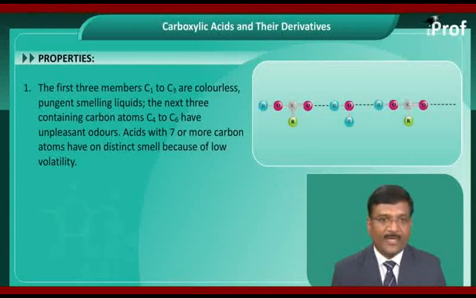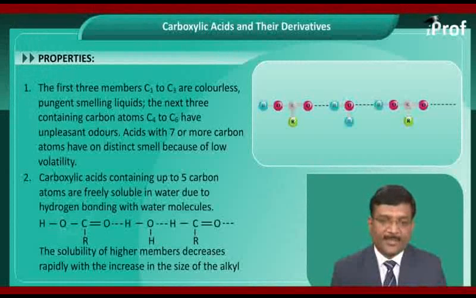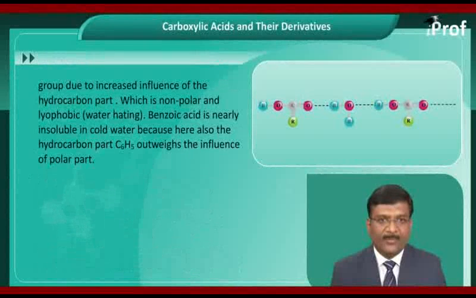because of low volatility. Now, the next property of carboxylic acid is that the compounds containing up to 5 carbon atoms are freely soluble in water due to the hydrogen bonding with water molecules. The solubility of higher members decreases rapidly with the increase in size of the alkyl group due to increased influence of the hydrocarbon part, which is non-polar and lyophobic. Lyophobic means water hating.